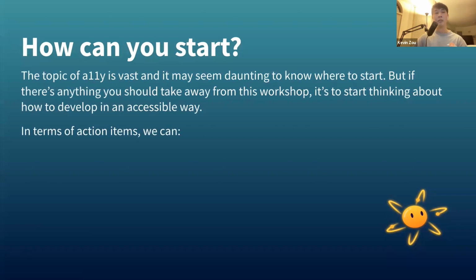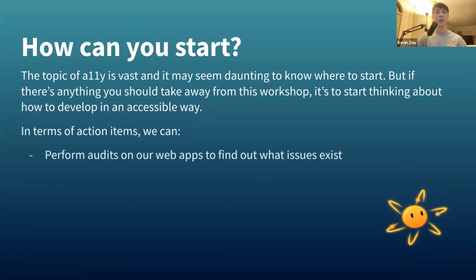In terms of the actual action items, what we can do is perform audits on our web apps to find out which issues already exist. So you can use tools to go through your entire web app and point out, oh, this text doesn't have enough contrast, or this image doesn't have an ARIA label, that sort of stuff. So that's a retroactive response to it.